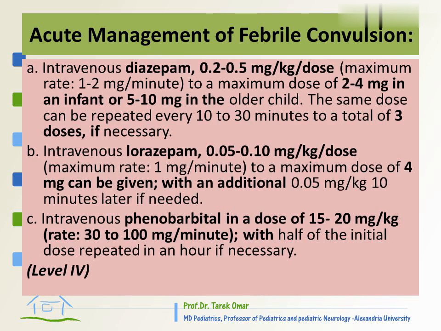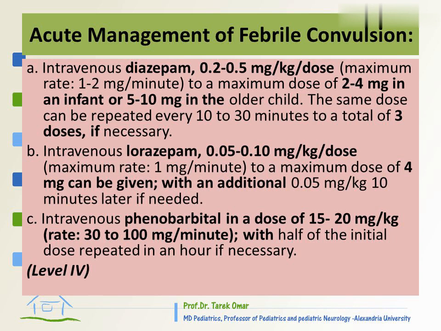Acute management of febrile convulsion. A. Intravenous diazepam, 0.2 to 0.5 mg/kg/dose, maximum rate, 1 to 2 mg/minute, to a maximum dose of 2 to 4 mg in an infant or 5 to 10 mg in the older child. The same dose can be repeated every 10 to 30 minutes to a total of 3 doses, if necessary.